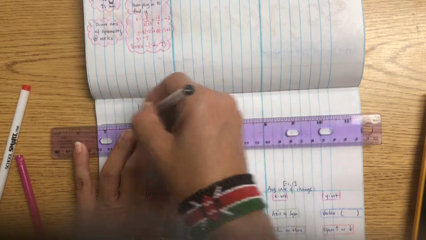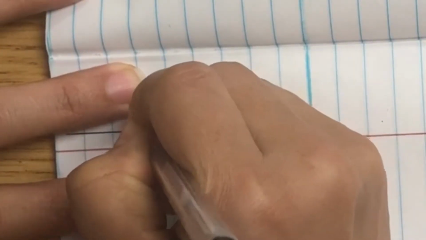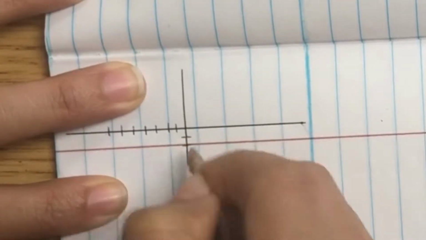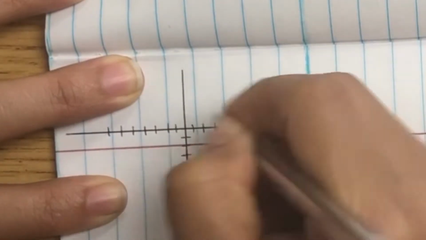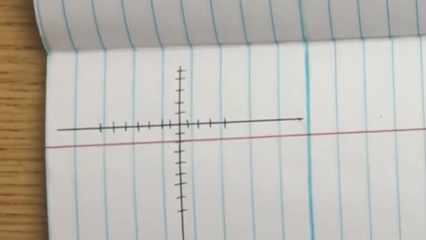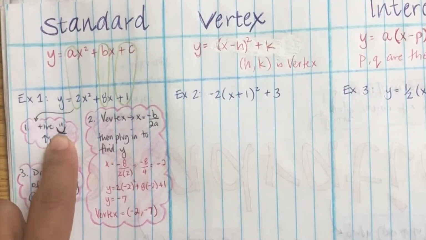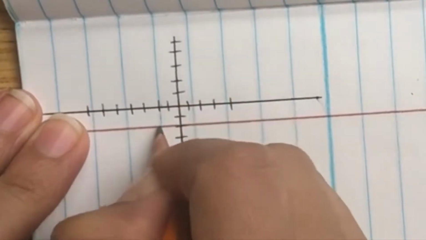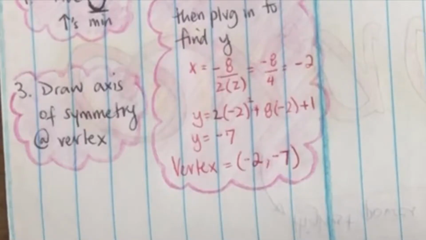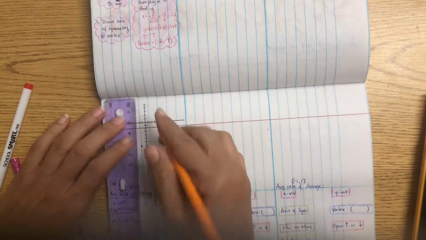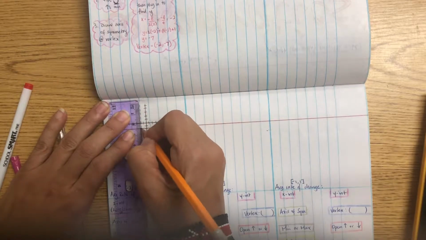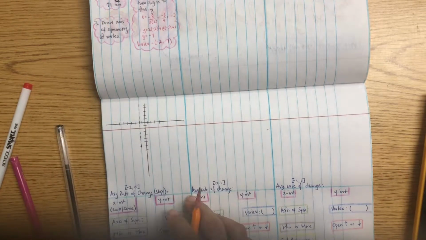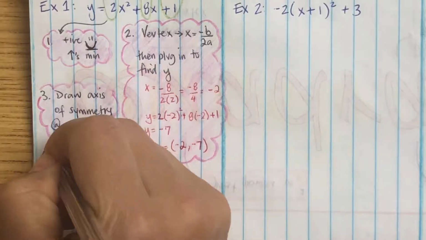So I'm going to make an X and Y axis, and then just space this out as evenly as you can. Make sure they're kind of the same. Alright, let's plot our points. So it's going to be a minimum. We're going to plot the point negative 2, negative 7. So down 7. And then draw your axis of symmetry, a vertical line. So take a ruler or just freehand draw it from the dot upwards, because I know it's going up. So it looks like that.